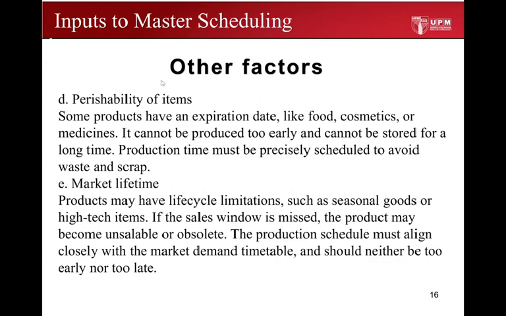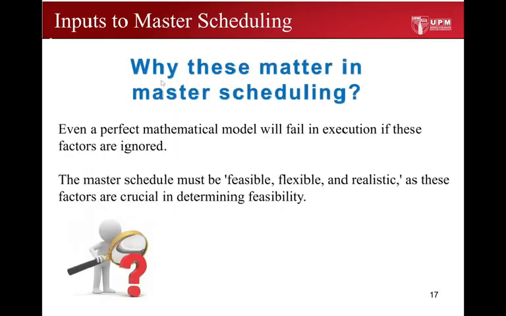Next one is market lifetime. Products may have life cycle limitations, such as seasonal goods or high-tech items. If the sales window is missed, the product may become unsellable or obsolete. The production schedule must align closely with the market demand timetable and should neither be too early nor too late. So why does this matter in master scheduling? Even a perfect mathematical model will fail in execution if these factors are ignored. The master schedule must be feasible, flexible, and realistic, as these factors are crucial in determining feasibility.